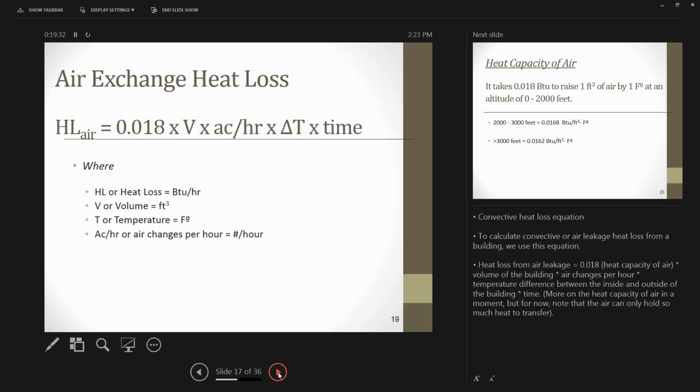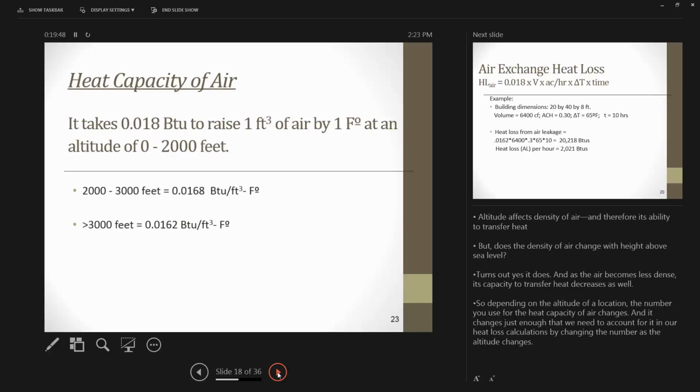A lot of times when we're doing design, we've got to make assumptions for that, and so we don't always exactly know. We can put a target air change per hour when we're designing for new construction, but we don't necessarily always know what it's going to be.